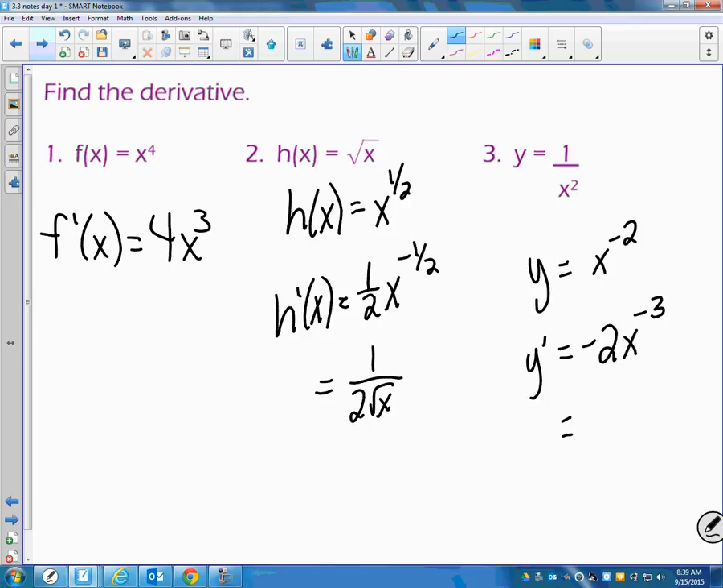And again, you can do it like that, or that's also the same as negative 2 over x to the 3rd.